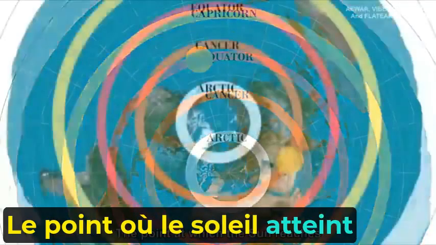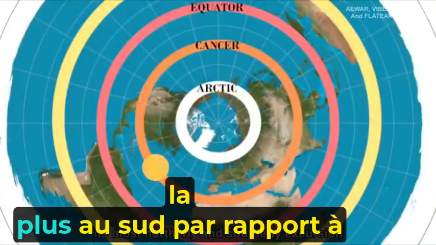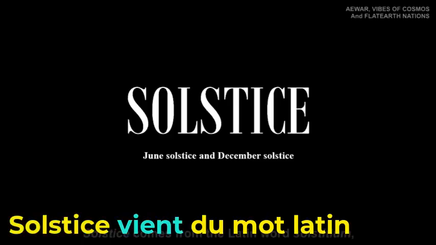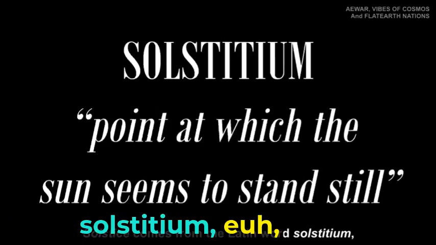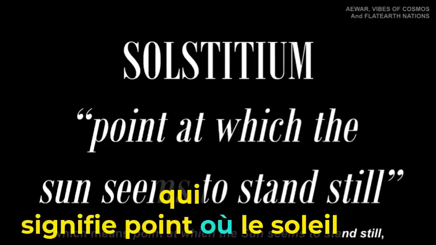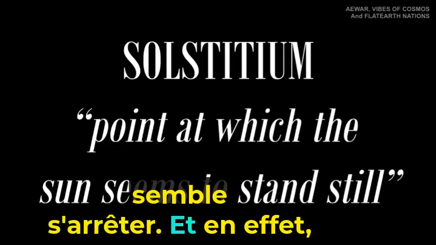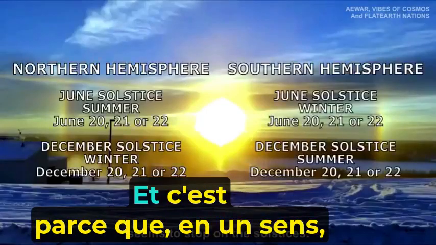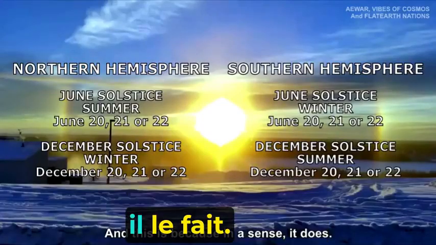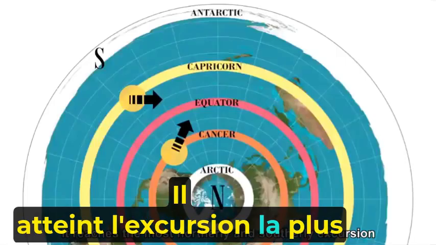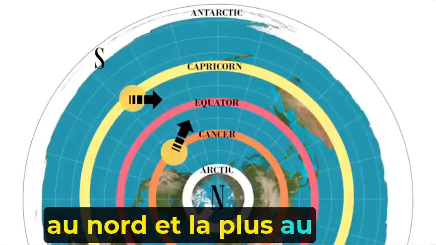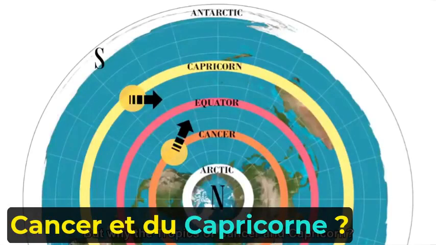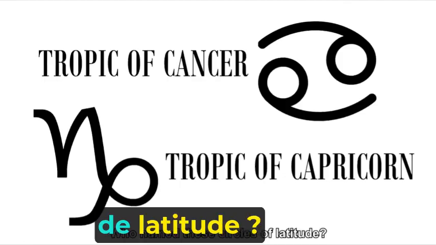The point at which the sun reaches its most northerly and southerly excursion relative to the equator is called the solstice. Solstice comes from the Latin word solstitium, which means point at which the sun seems to stand still. And indeed, many do note that the sun seems to stop on the solstices. And this is because, in a sense, it does. It reaches the most northerly and southerly excursion and turns back. But why the Tropic of Cancer and Capricorn? Who names these circles of latitude?